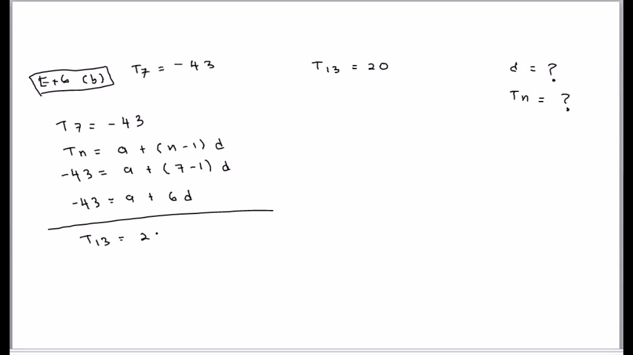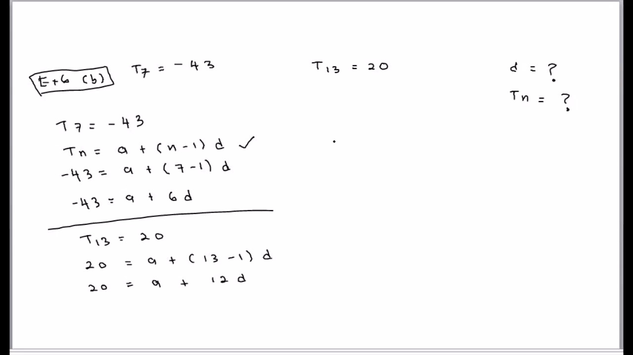Okay, and then T13 equals 20. This is the second information that we have. Let's use the same formula. So we get 20 equals a plus 13 minus 1 d, so 20 equals a plus 12d. Okay, now we have two equations: negative 43 equals a plus 6d and 20 equals a plus 12d.